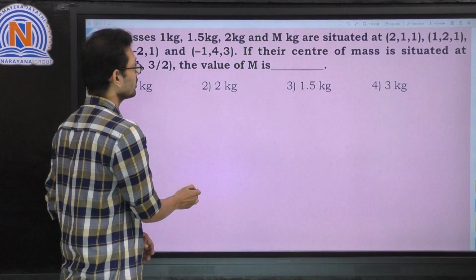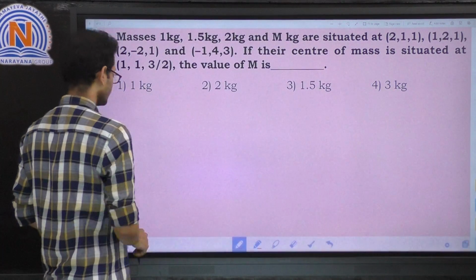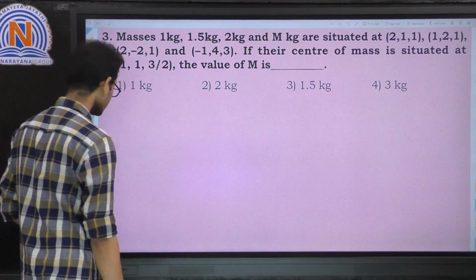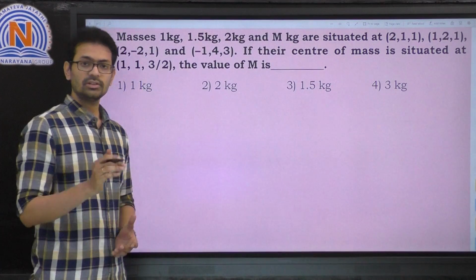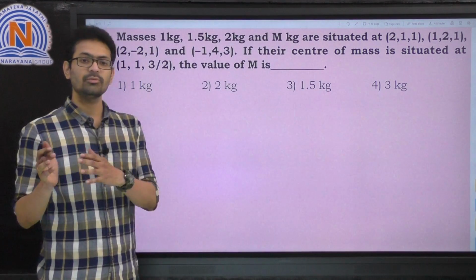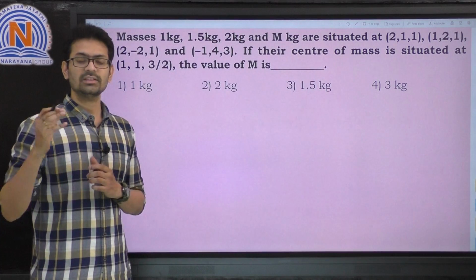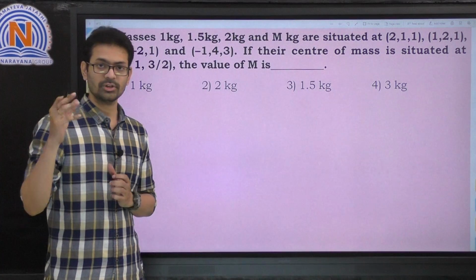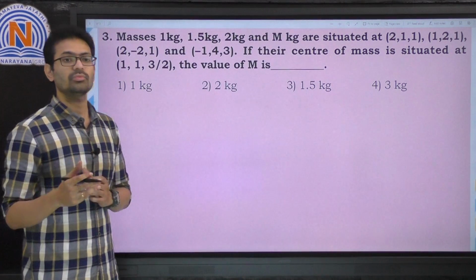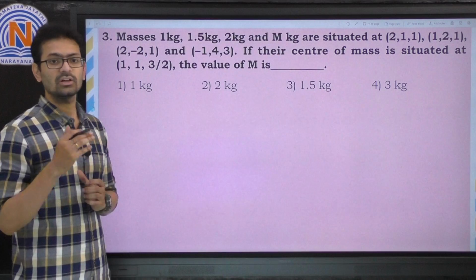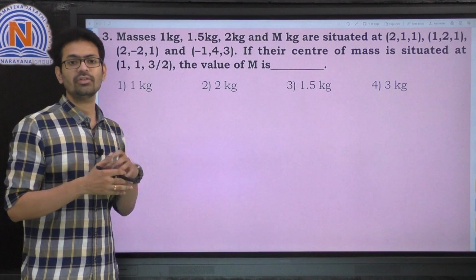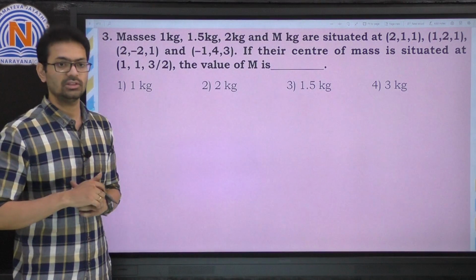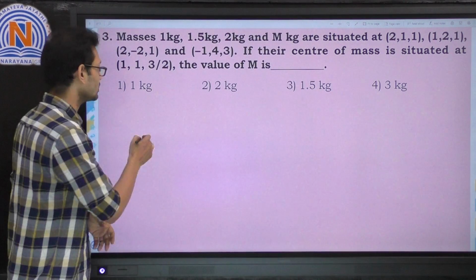Next question over here for you all. In this question they have given you masses m1, m2, m3 and m4, and their locations also: 2, 1, 1 and 1, 2, 1 and 2, minus 2, 1 and minus 1, 4, 3. They have given all the 4 positions, and they have given you the center of mass also.